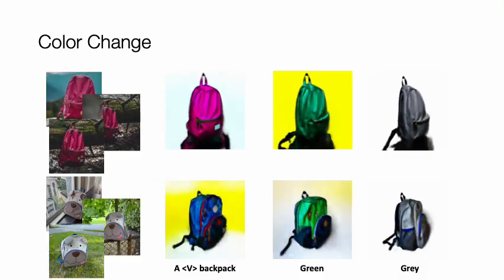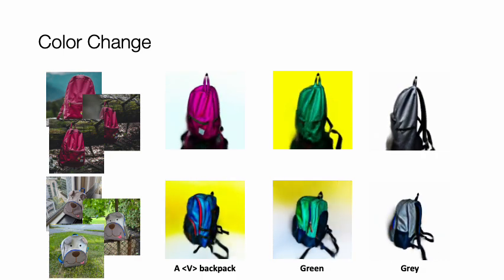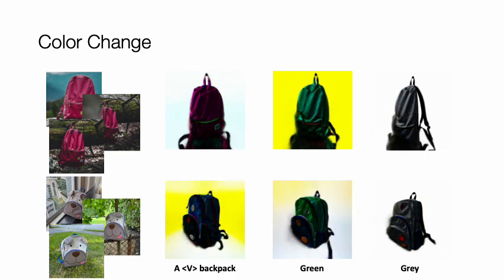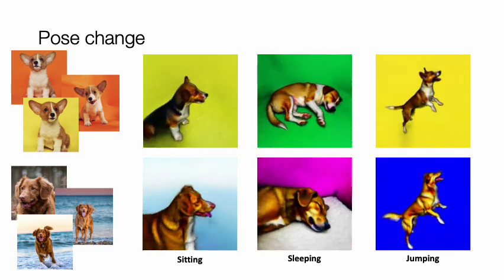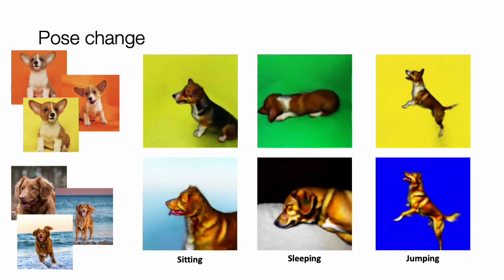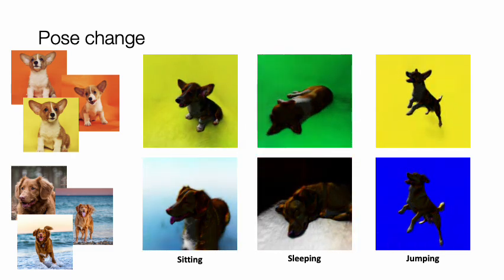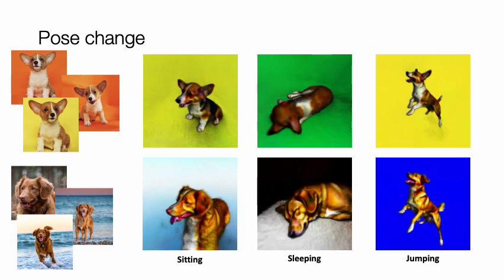Here are some color change results. DreamBooth3D can introduce color changes in a consistent manner. We can even perform non-rigid deformations such as pose changes relatively easily with simple modifications of text prompts. Here we show different dog subject results in various poses. Note that none of the exemplar images contain an image of a jumping or sleeping dog.